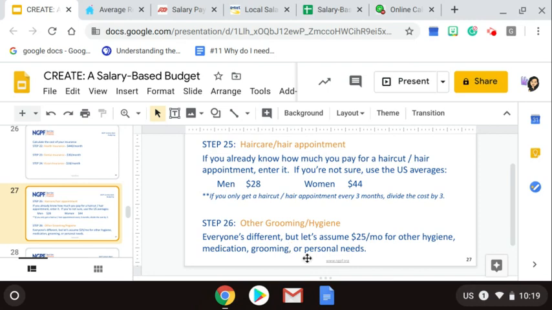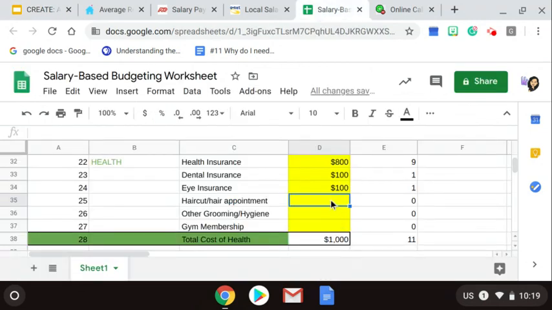All right, grooming. It's not even like expensive colognes and perfume. We're talking about soap, toothpaste, right? Female products, how much do those cost? Right here they have $25 a month. I think that's very low, but that's fine.